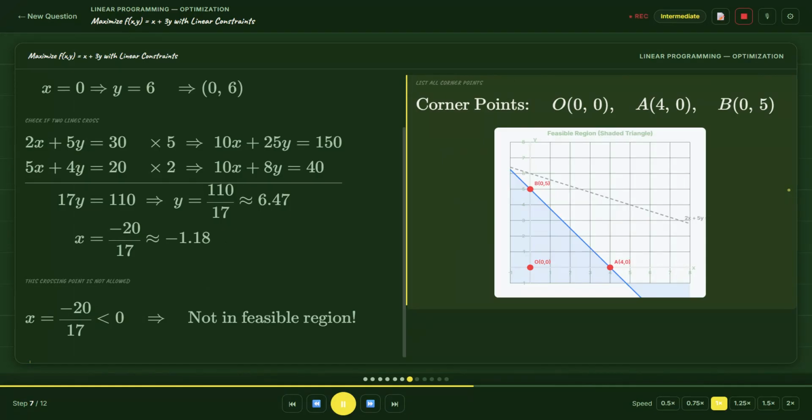So our allowed area is a triangle with 3 corners. The first corner is at (0, 0). The second is at (4, 0). The third is at (0, 5). These are the only points we need to check.